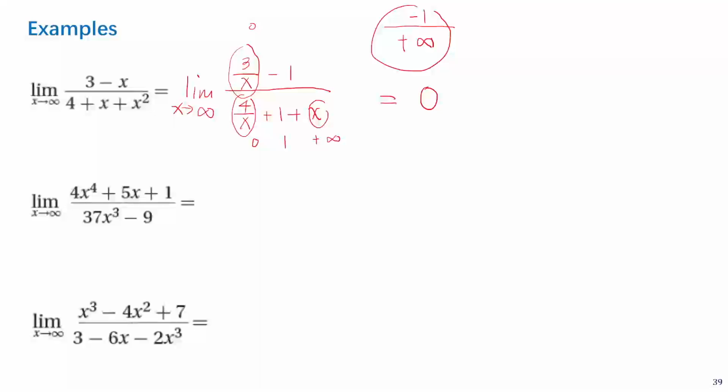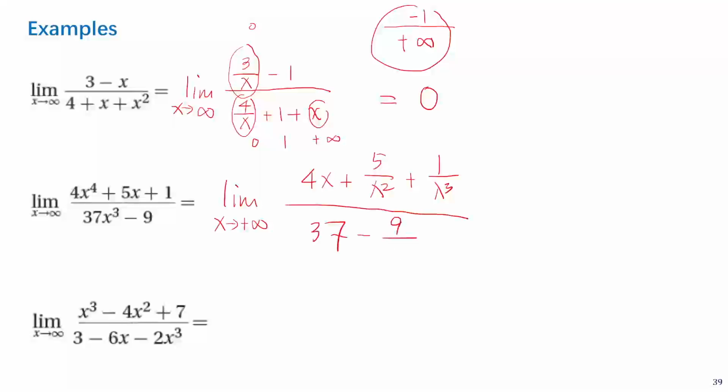Okay, so we can do the same thing for the second expression. We can divide both sides using either x to the power 4 or x to the power of 3. So for example, if we divide both the numerator and denominator using x to the power 3, then we have 4x plus 5x squared plus 1 over x to the power 3, and then we have 37 minus 9 over x to the power 3.